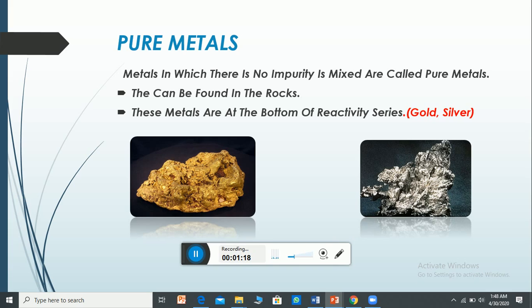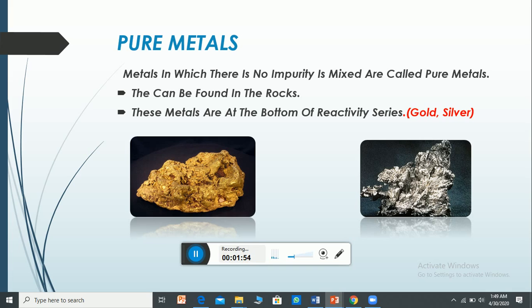So what is the pure form of metal? Pure metals are metals in which no impurities are mixed. They can be found deep inside the rocks. The question is why these are in pure form inside the earth crust. The reason is very simple, because these metals are at the bottom of the reactivity series.